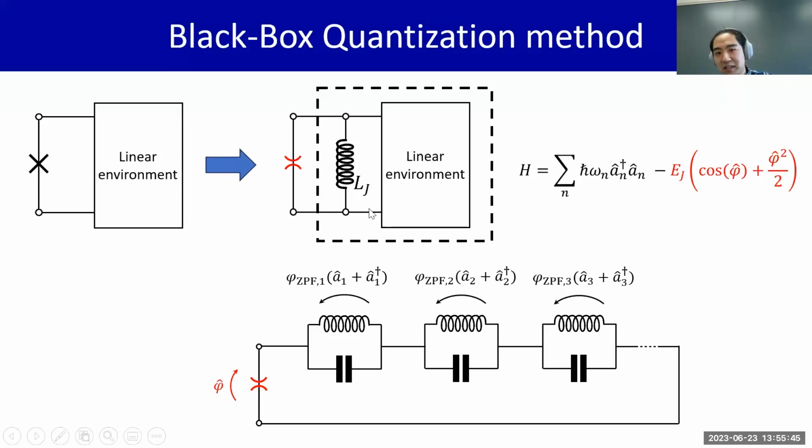And now I consider the linear inductance of the junction and pack it along with that linear environment and do a Foster equivalent circuit treatment of this whole dashed box. So this is the new black box that we consider, the nonlinearity of the junction, these. So I write it this way.